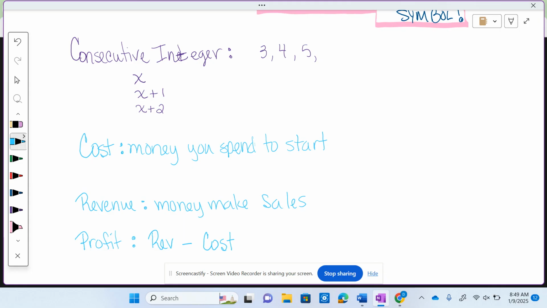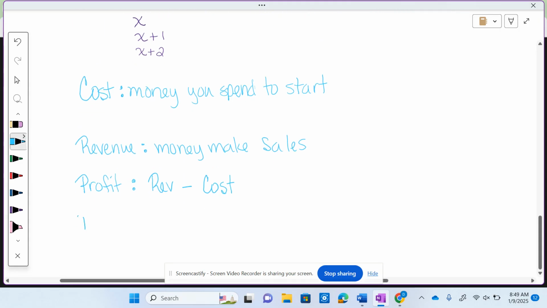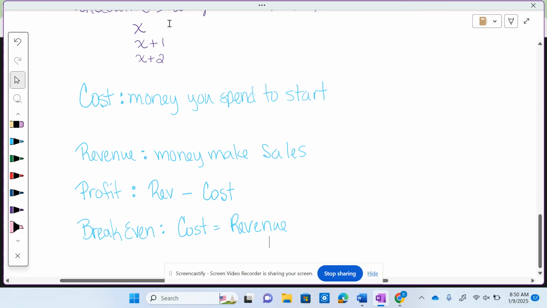The last part of that is break even. What does it mean to break even? Yeah, you don't lose any, you don't make any. That means that your cost is equal to your revenue. Ken, was that you that said that? You got a good business mind. That's awesome. Your cost is equal to your revenue.